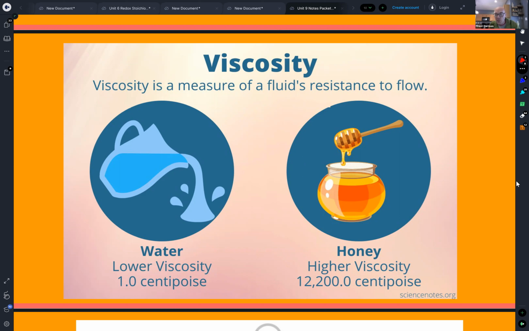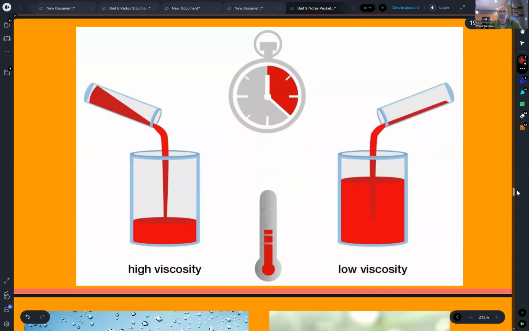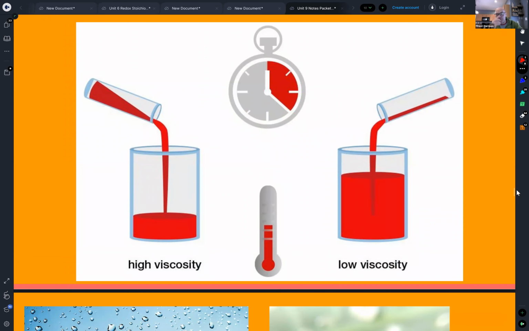Water has very low viscosity. They do not hold together as well. If you have high viscosity, that means that the particles are sticking together stronger. They resist being poured. That's what is happening with honey. Water does not have as strong of an attractive force, and therefore it has a lower viscosity.